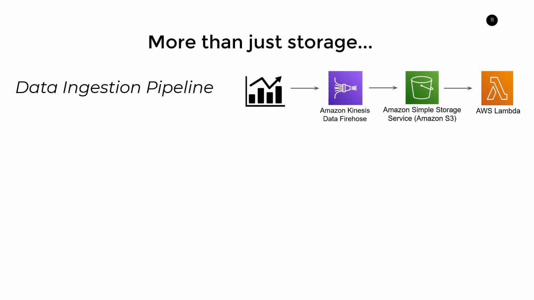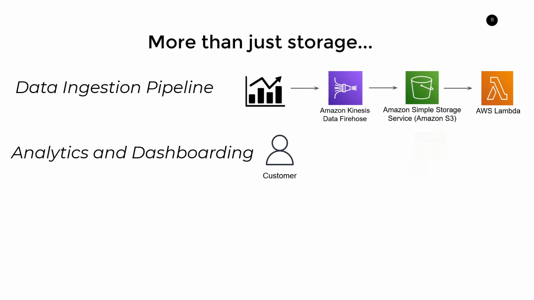All right, so that's a data ingestion pipeline. Let's talk now about analytics and dashboarding. So say we have a customer and we have our S3 bucket that's containing just a whole bunch of JSON files. Maybe we have JSON events, maybe for credit card transactions. We have a credit card application that is just keeping track of whenever people make purchases, refunds, whatever it may be.